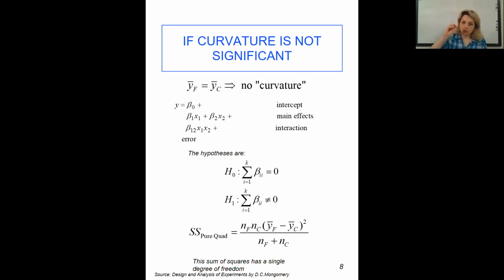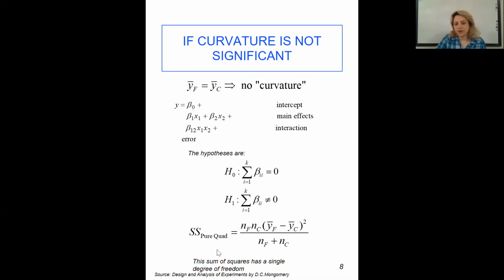There's beta 1 1 x1 power 2, right? Look at here, it was beta 1 2 x1 x2. So beta 1 1 is going to be beta 1 1 x1 times x1, which is going to be the terms of the curvature, beta 1 1 x1 power 2 and beta 2 2 x2 power 2. So my hypothesis test, the null one, is that beta 1 1 is equal to 0. If it's equal to 0, we won't have any curvature in our model. And H1 is that beta 1 1 is not equal to 0.